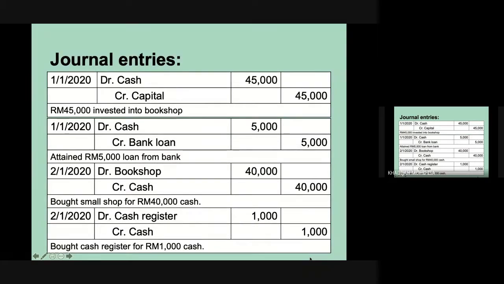But in this case, bookshop is a debit entry, cash is a credit entry. Why? Because bookshop increases, cash decreases. Bookshop increase, debit; cash decrease, credit, even though both are asset. Similarly, when you have your cash register, you debit your cash register and then you credit your cash because cash reduces. Initially you don't have any cash register, but now you do.